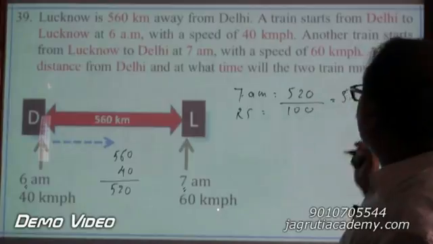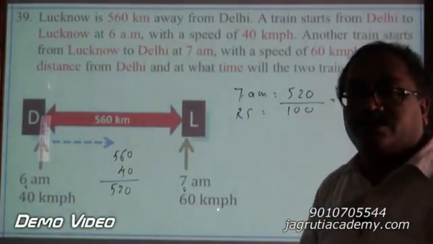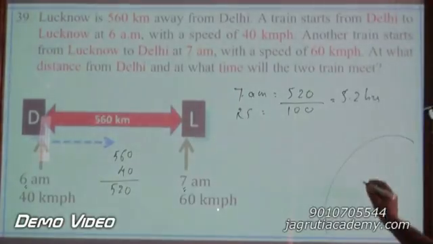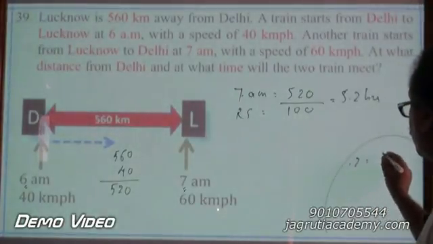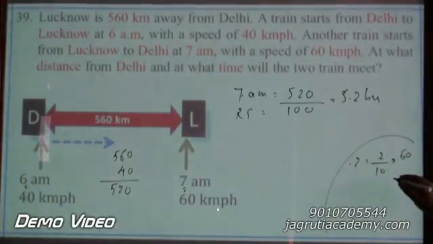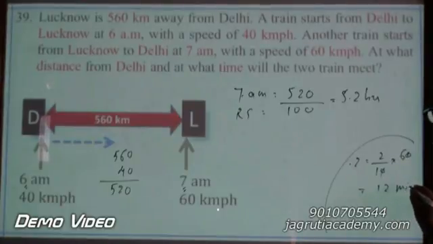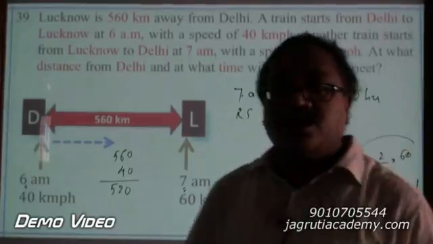Now 5.2 hours, 0.2 hours, how many minutes is that? Let's do a rough work here: 0.2 means 2 by 10, so multiply by 60, the 0 gets cancelled, and it is equal to 12 minutes. So 0.2 hours is equal to 12 minutes.